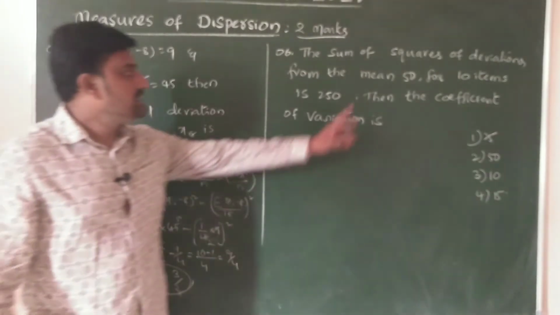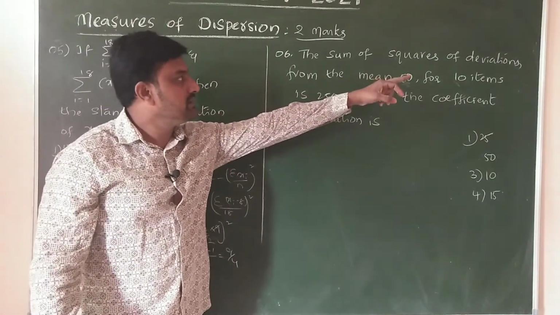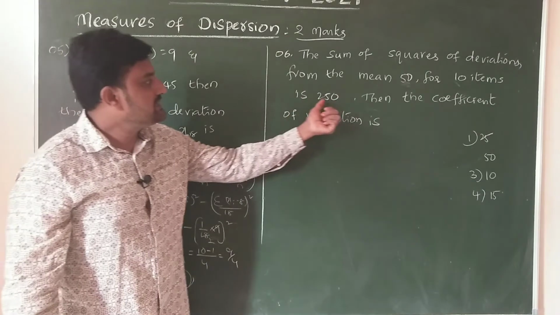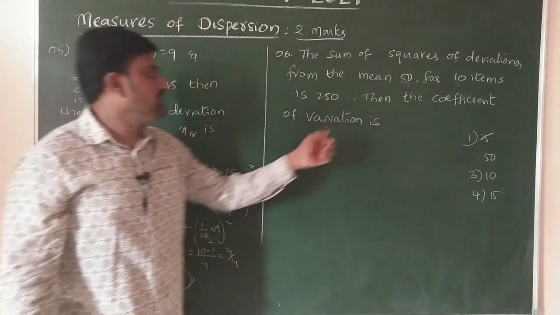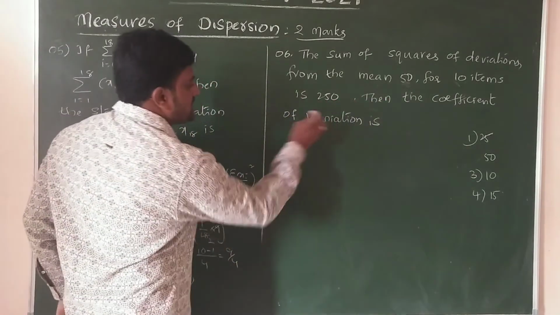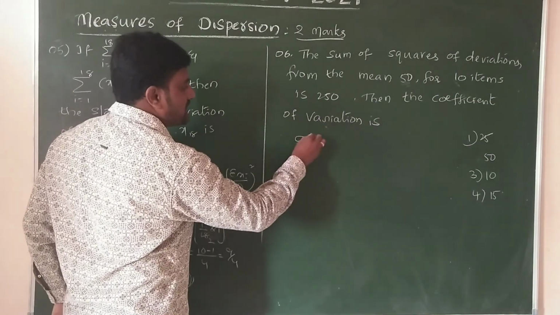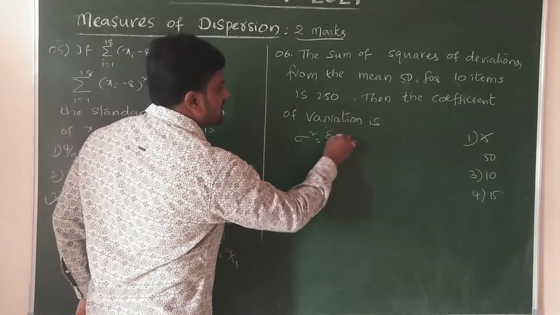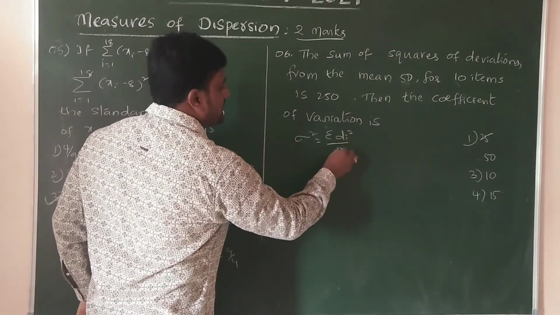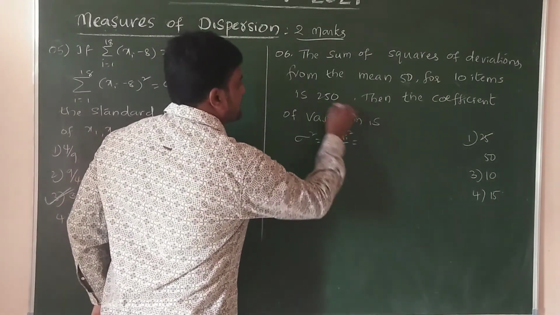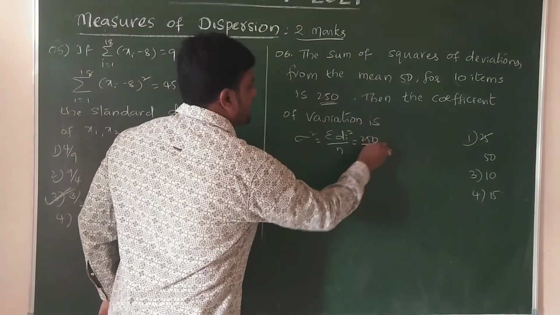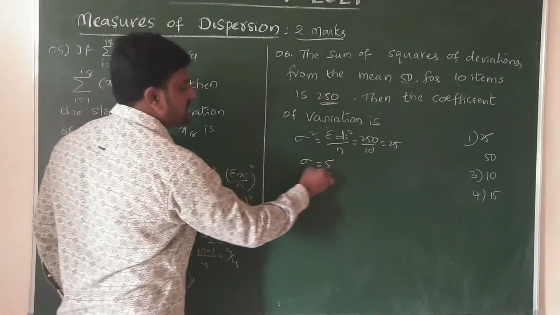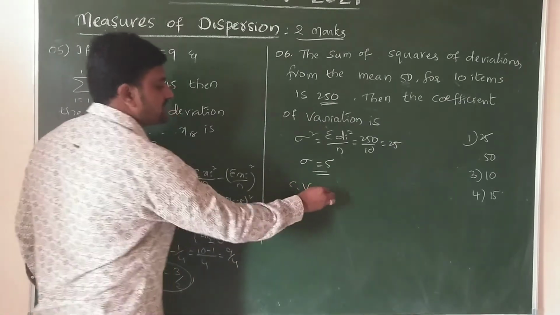Now the next one. The sum of squares of deviation from the mean for 10 items is 250, and the mean is 50. Then what is the coefficient of variation? For the coefficient of variation we first find sigma square. Sigma square equals summation di square by n, summation di square is 250, n is 10, then that equals 25, then sigma equals 5, yes or no?